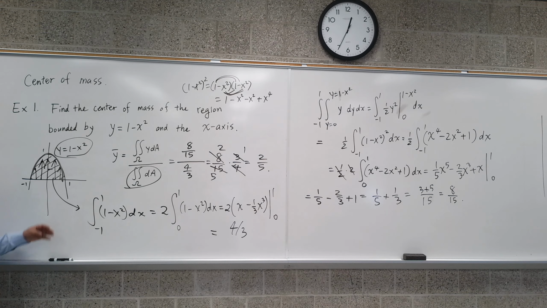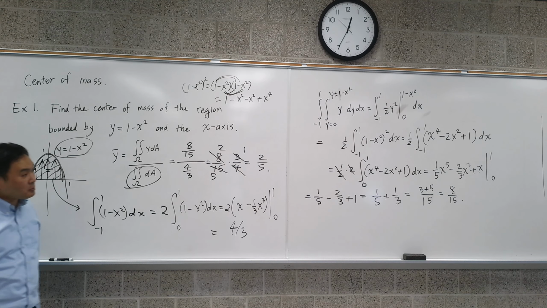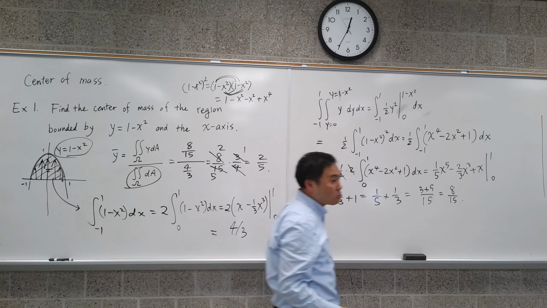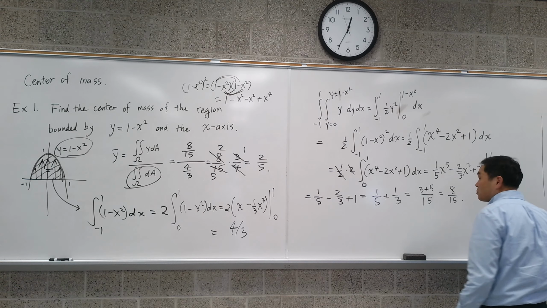As I said, the center of mass should be lower than 1/2, right? 2/5 is 0.4, so it's less than 0.5, which is 1/2, right? So the result is saying that the center of mass is 2/5 of the height. And now you just have to have a little bit more geometric argument to get something more meaningful.